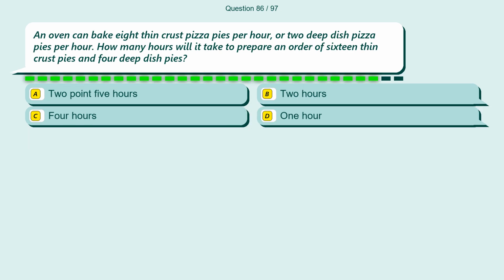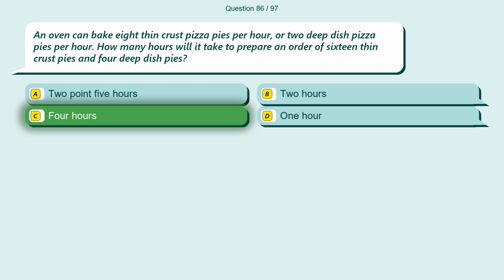Question 86. An oven can bake 8 thin crust pizza pies per hour, or 2 deep dish pizza pies per hour. How many hours will it take to prepare an order of 16 thin crust pies and 4 deep dish pies? Option A, 2.5 hours. Option B, 2 hours. Option C, 4 hours. Option D, 1 hour.